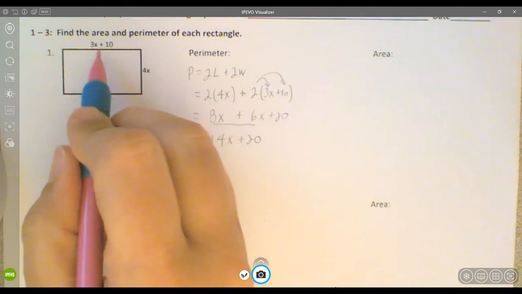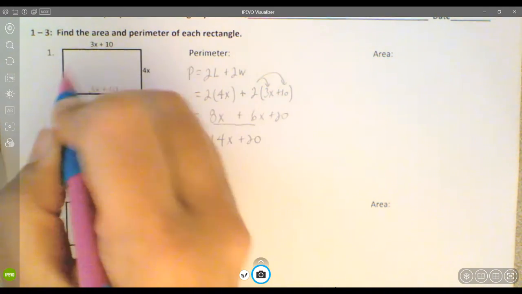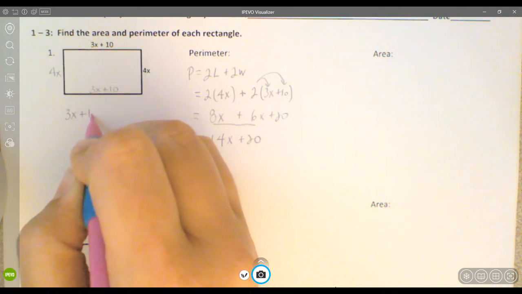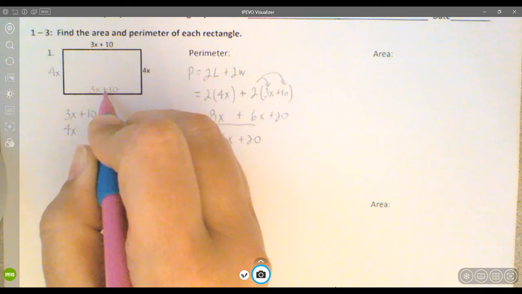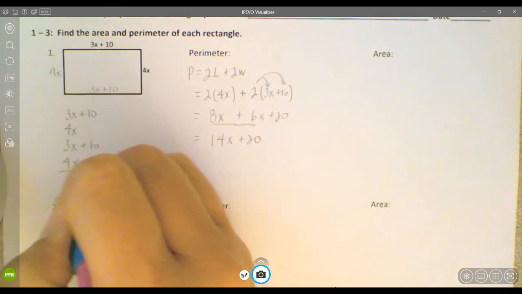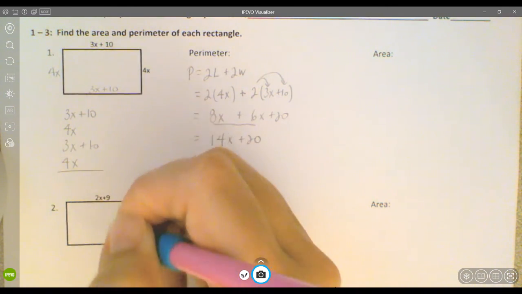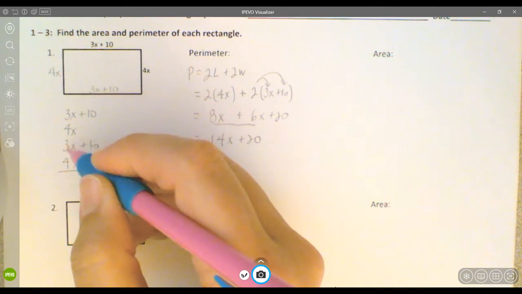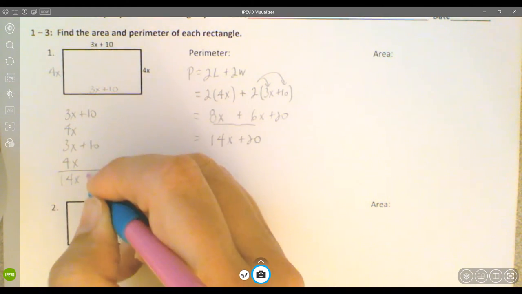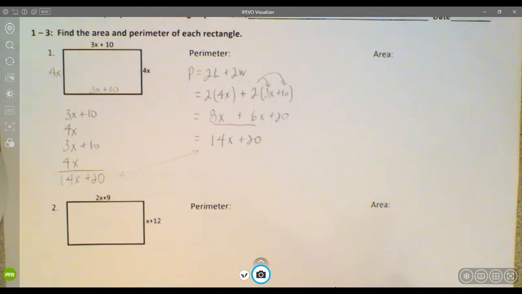The other option is to know that, okay, if this is a rectangle, then this length is 3x plus 10, and then this length is 4x, and then I can just add them all up. So I add 3x plus 10, 4x, 3x plus 10, 4x. And look here, notice I lined up my like terms. My x's are together, my constants are together. So 3 plus 4 is 7, plus another 7 is 14x, and then plus 20. And look, same answer, so I'm right.